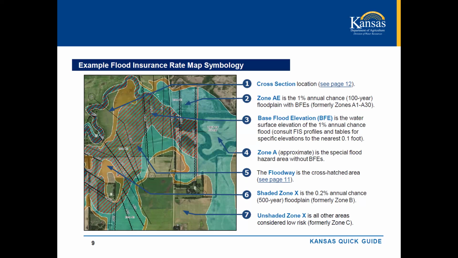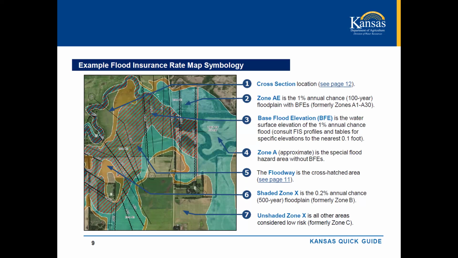We also have a zone A here that is adjacent to both the floodway and the AE zone. Again, it's called the approximate floodplain. We don't have the BFEs calculated. We have to go in and do a calculation for those. And then the floodway, the crosshatched area where the no-rise certificate has to be provided in order to develop in those areas. It's the most dangerous area of the floodplain.